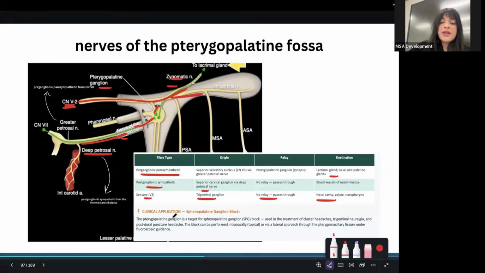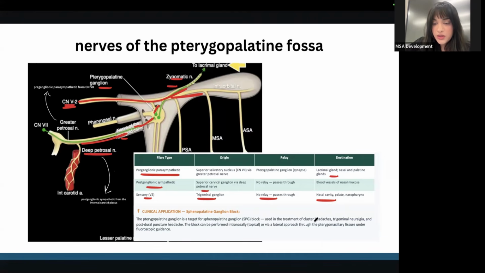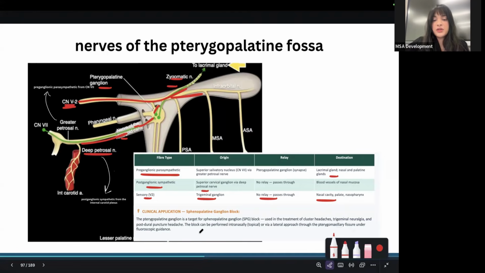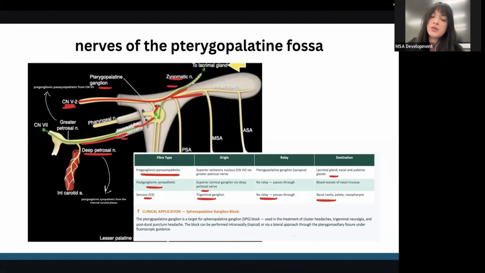So the clinical application is that the pterygopalatine ganglion is a target for sphenopalatine ganglion block, used in treatment of cluster headaches, trigeminal neuralgia, and post-dural puncture headache. The block can be performed intranasally or via lateral approach through the pterygomaxillary fissure under fluoroscopic guidance. So if you want to block this ganglion, you either go through the fissure or you go intranasally.